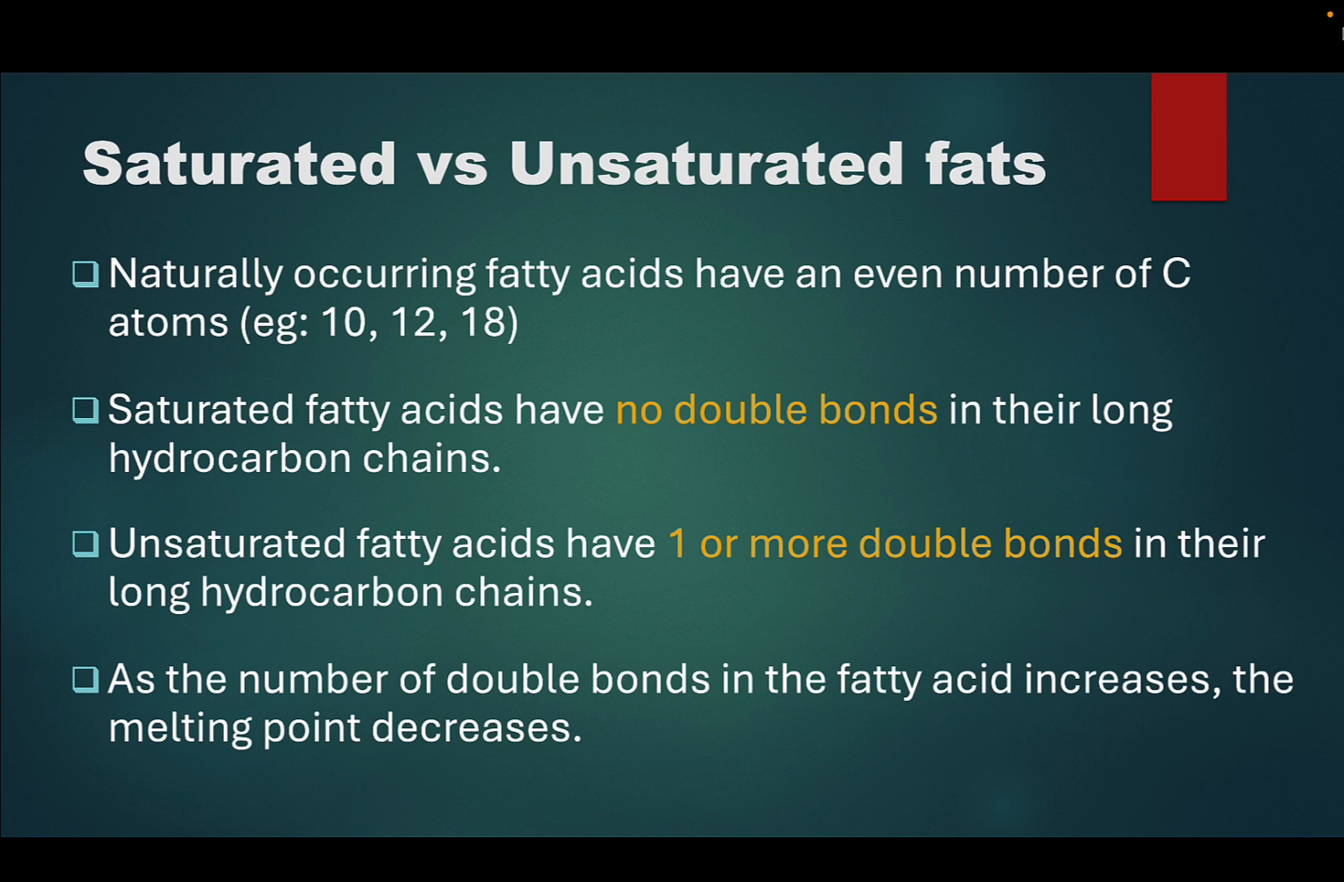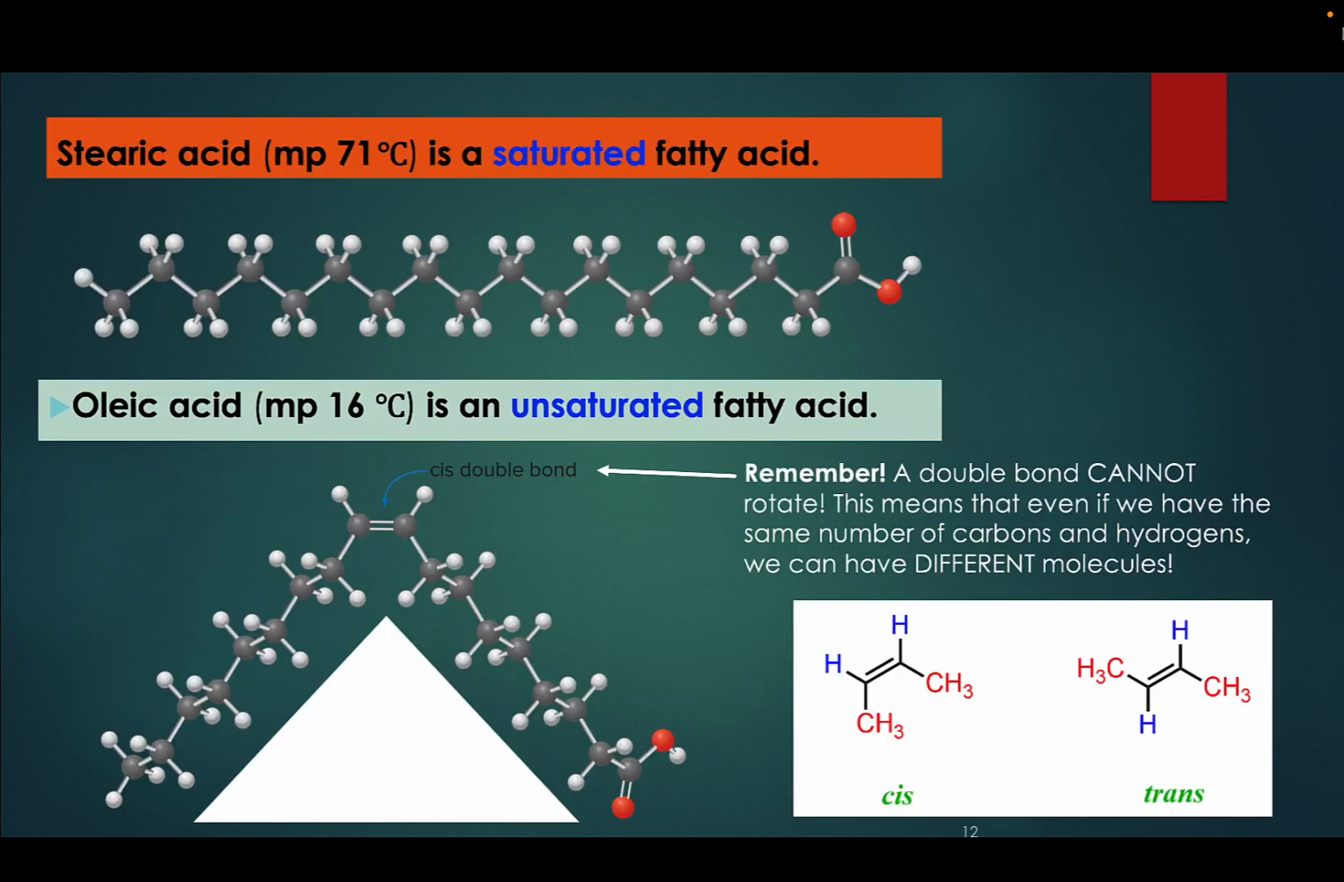We can't have all double bonds, so it's not good to think of unsaturated as double bonds instead of single bonds. If we have at least one double bond, that means that it's not filled with hydrogen, and therefore it is an unsaturated fatty acid. And this ends up determining various physical properties of the fatty acid chain as well. As the number of double bonds increases, the melting point decreases. We'll see how this leads to identification of saturated and unsaturated dietary fats very soon here as well.